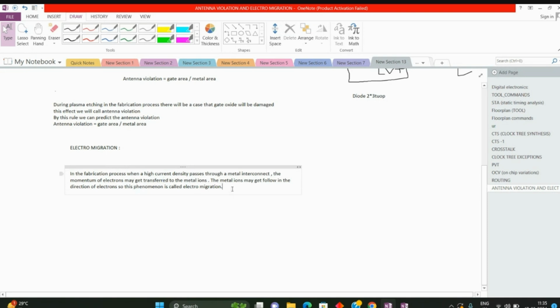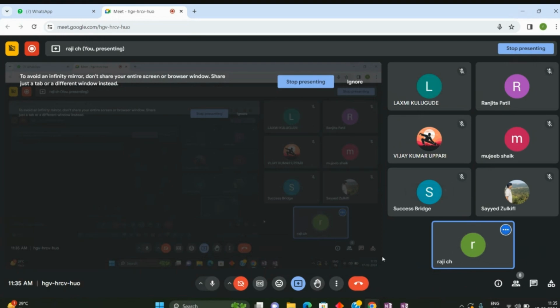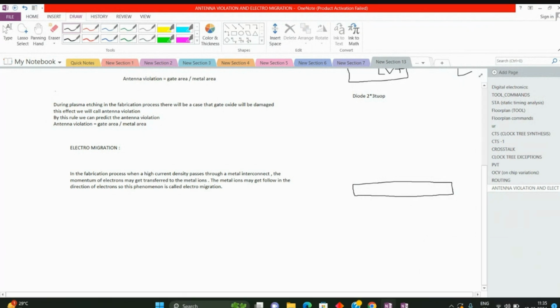So what is happening? In the metal layer, M1, M2, that is what we call a metal layer. Net is different and metal layer is different. So in this metal layer, what is happening when the high current density is coming? When the high current is coming. So what does current mean? What is current normally? What is current, guys? Electron flow, yeah, like that we will call it.